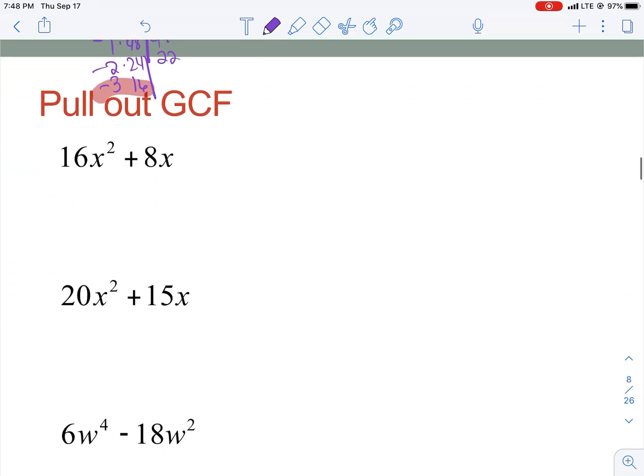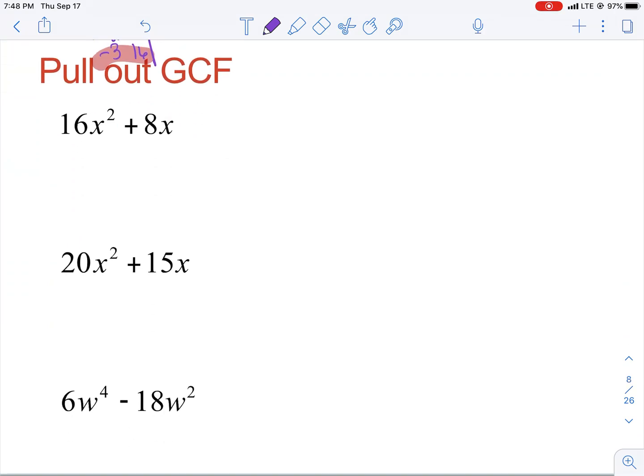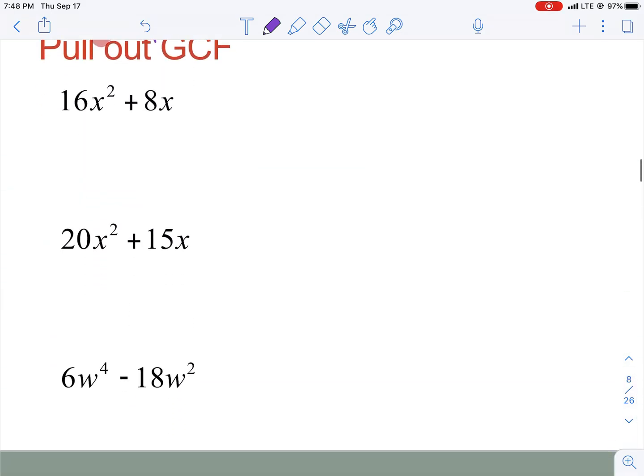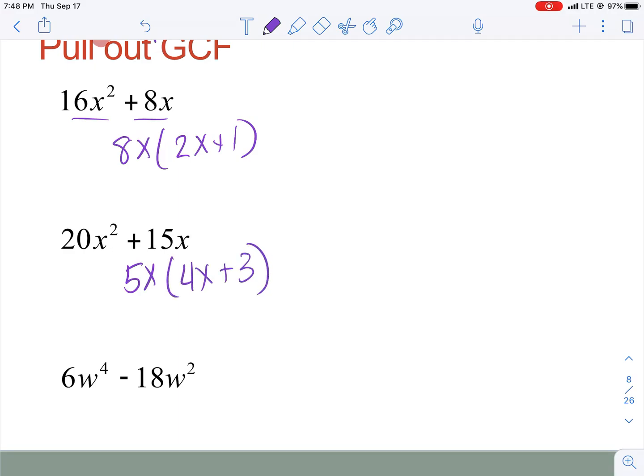Now, you can also take out what they call a GCF to start the problem. Just to look at this quick. If you get a problem like this, we've been taught, I could take out an 8x, and that leaves me with a 2x plus 1. There are some Delta Math problems where that's all you can do. So like on the next one, I can take out a 5x. That leaves me with a 4x plus 3. And on the last one, I can take out a 6w squared. That leaves me with a w squared minus 3. Okay? So you can do things that way as well.